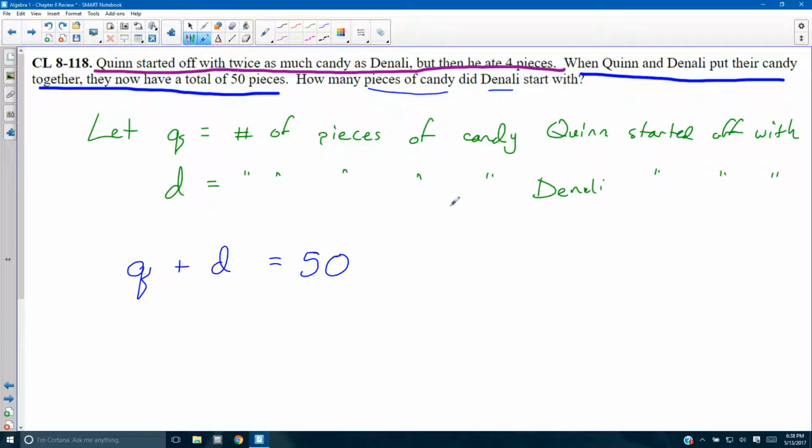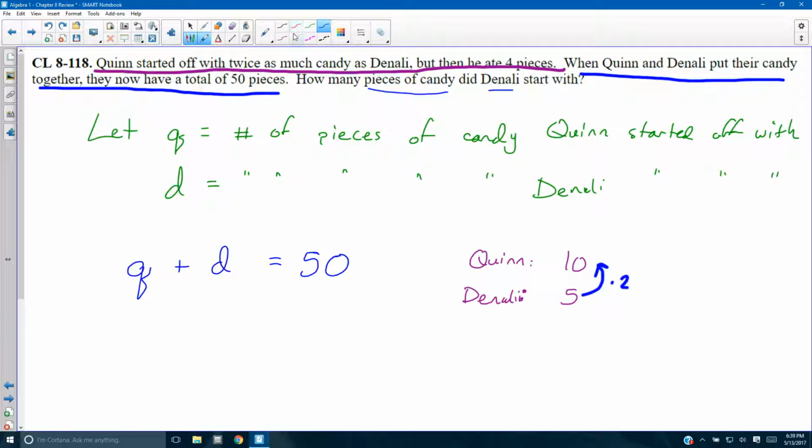Let's pretend Quinn had 10 pieces of candy. If Quinn had 10 pieces, how many would Denali have? Quinn started off with twice as much candy as Denali. So Denali would have half as much, or 5. Either you can say you take 10 and you divide it by 2. I'll tell you why you shouldn't do it this way, though. You'll end up with a fraction in your equation. Or you could take the number of pieces of candy Denali had, and multiply that number by 2.